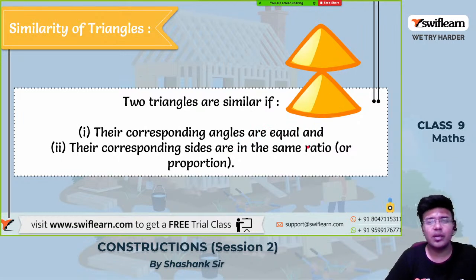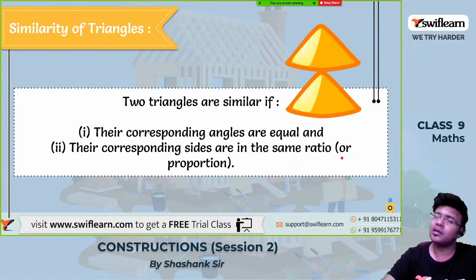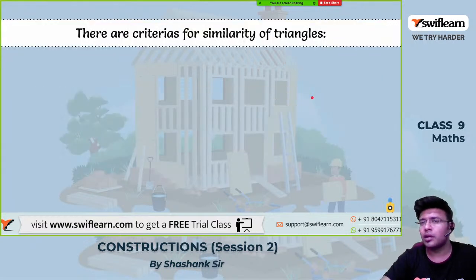Compulsorily, angles equal होना चाहिए and sides should be in the same ratio. So this side by this side should be equal to this side by this side, which should be equal to this side by this side, in the same ratio. Then only can we say those triangles are similar. If the sides are also the same, we call them congruent. But if they are in ratio, we call those triangles similar triangles.